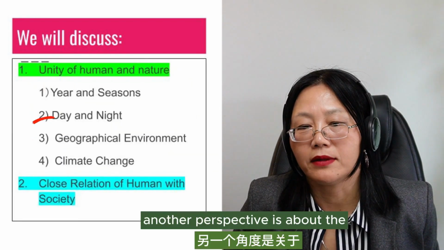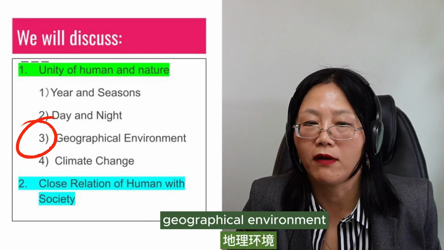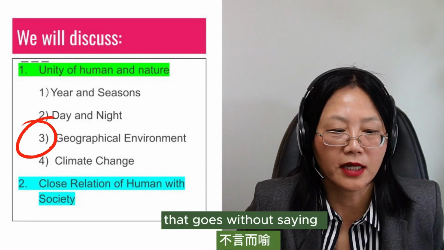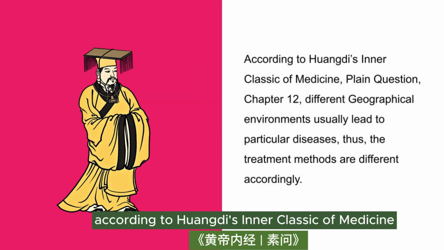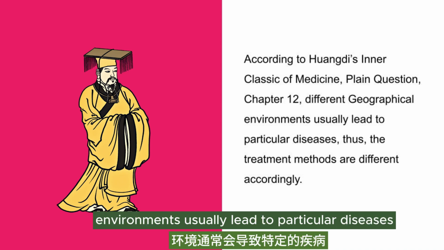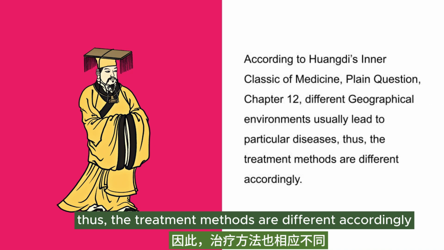Another perspective is the geographical environment. Geography has an influence on us. That goes without saying. According to Huangdi's Inner Classic of Medicine, Plain Questions, Chapter 12, different geographical environments usually lead to particular diseases. Thus, the treatment methods are different accordingly.